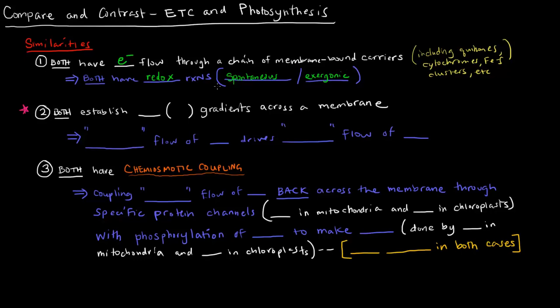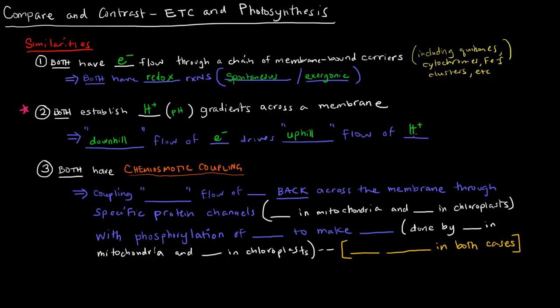But both of them have electron flow through a chain of membrane-bound carriers, and they both have redox reactions. In addition, both of them use these redox reactions to establish proton gradients, which are also pH gradients. And these gradients are across a membrane. So what happens here is the downhill flow of electrons, right?